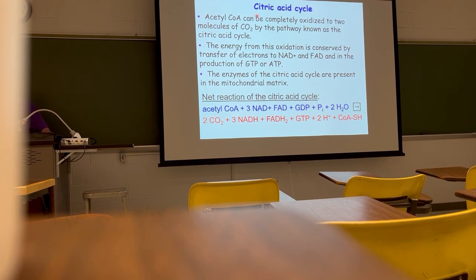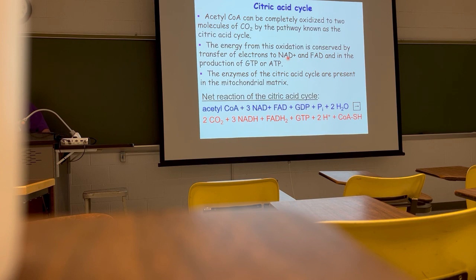So in the citric acid cycle, acetyl-CoA is oxidized to 2 molecules of carbon dioxide. And the energy from those oxidation reactions is conserved by making NADH and FADH2. And there's also some production of GTP or ATP in this pathway. So the citric acid cycle is involved in getting the energy out of acetyl-CoA and conserving it to be used later by the cell.